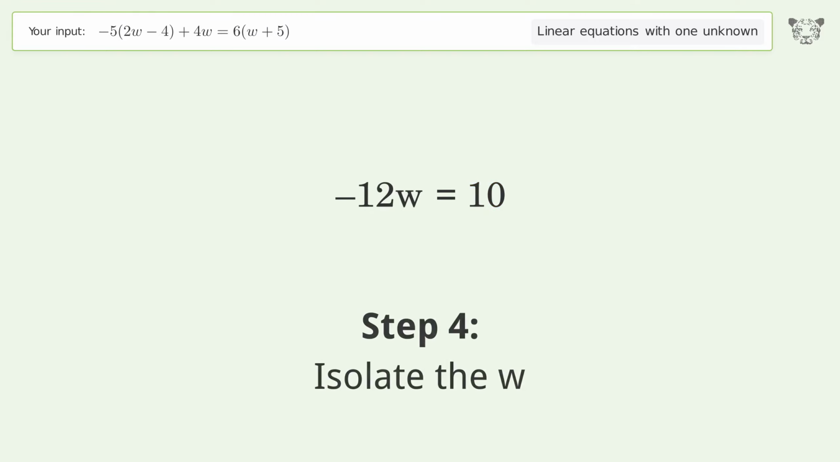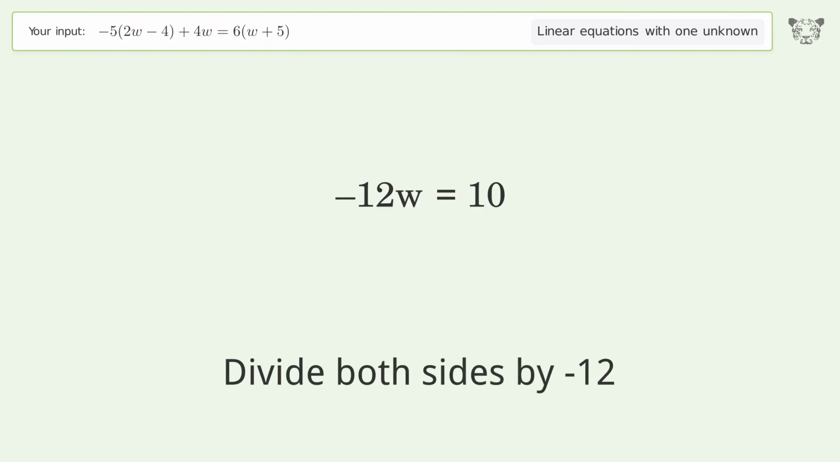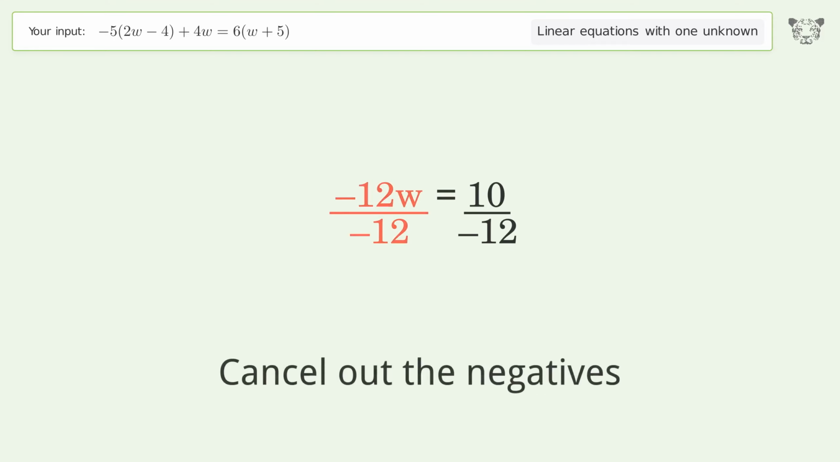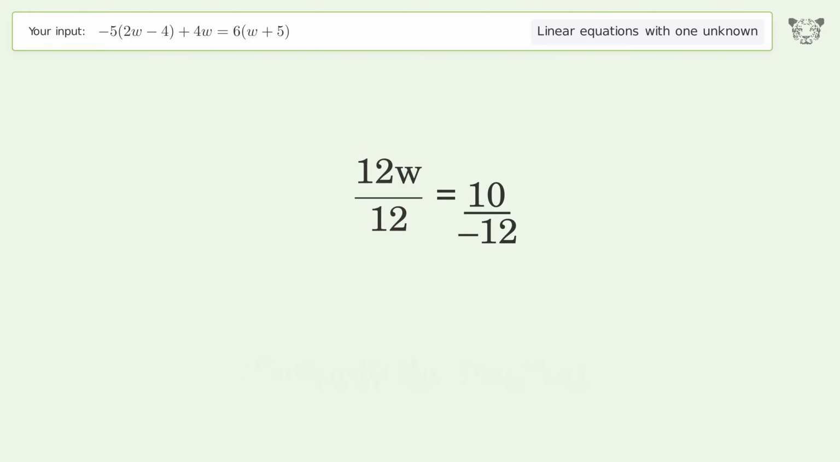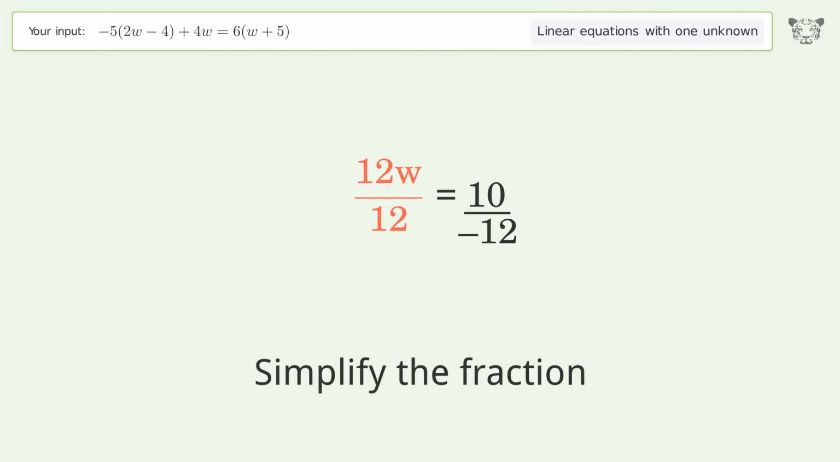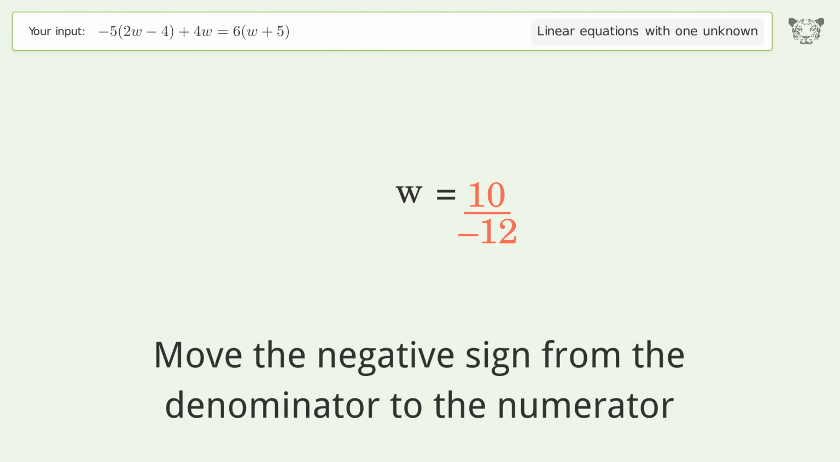Isolate the w. Divide both sides by -12. Cancel out the negatives. Simplify the fraction. Move the negative sign from the denominator to the numerator.